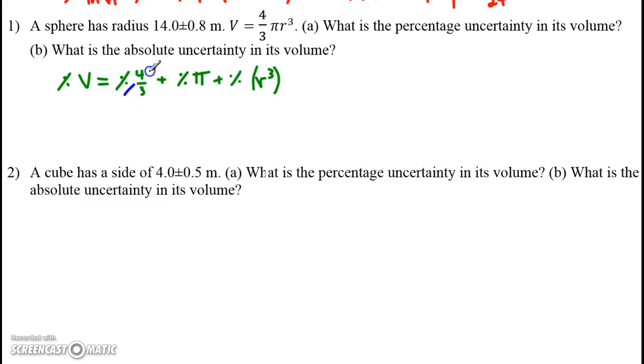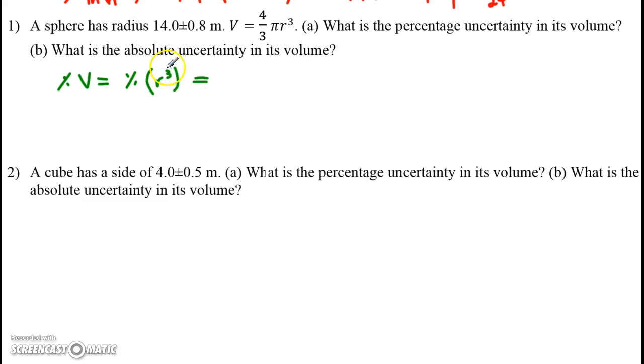But 4/3 is perfectly known. It doesn't have any uncertainty, so the percentage is 0%. And pi is known, so the percentage is 0. So all we have to worry about is finding the percentage uncertainty in r cubed. That's the thing that remained. That's the only thing which is not 0. So let's find the percentage uncertainty in r cubed.